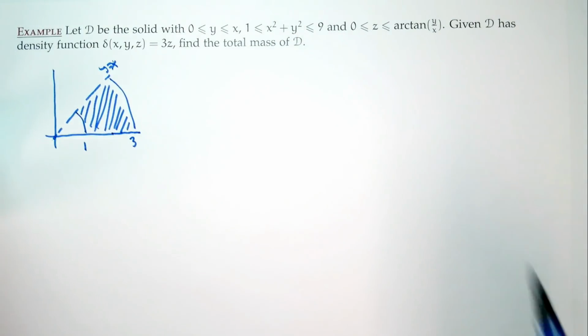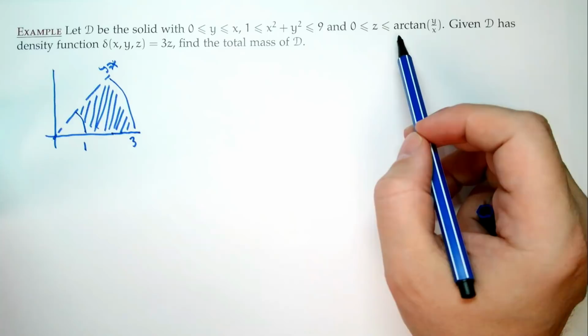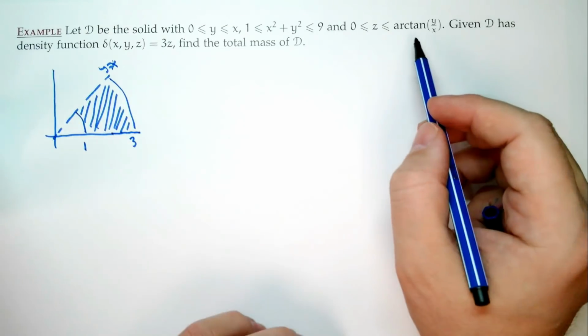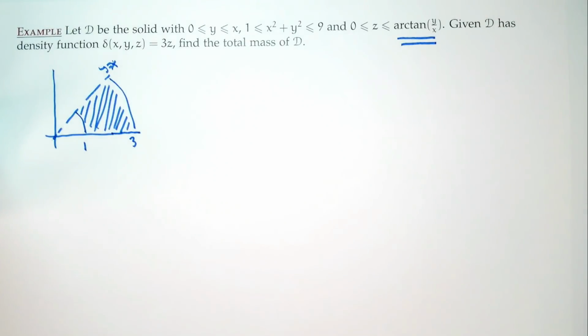Now, we're also told that 0 is less than or equal to z is less than or equal to arc tangent y over x. Now we come to the, what? What is arc tangent of y over x? I don't know if you've picked up on this yet, but I'm a big fan of arc tangent. But even me, I might say, what? Arc tangent y over x?